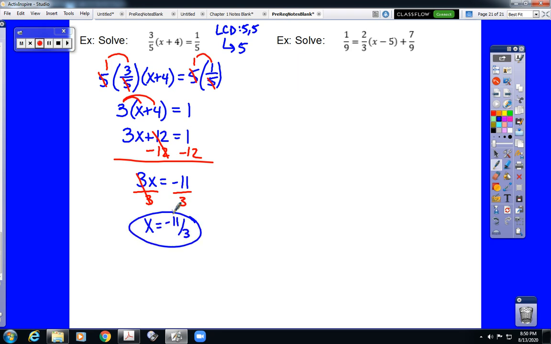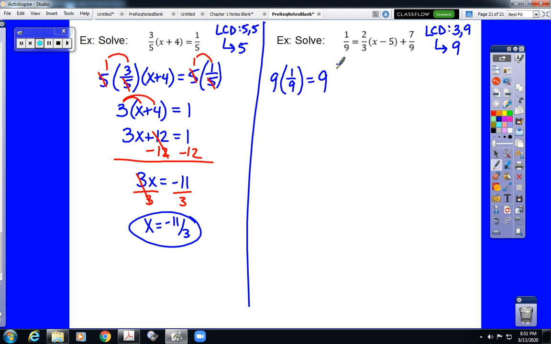Let's do another one. Over here we have 3 fractions, meaning we're looking for the LCD of those 3 fractions, which is 3 and 9. The LCD would be 9. So we do 9 times 1/9 equals 9 times 2/3 times the parentheses, which we're ignoring, plus 9 times 7/9.